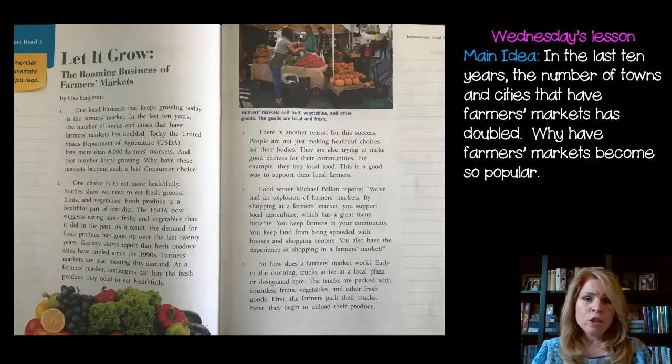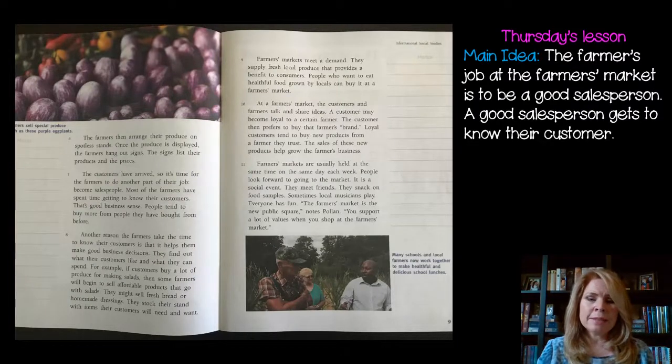And on these 2 pages, you need to find at least 3 key details that support the main idea of why are farmers markets becoming such a big hit? Why are these so popular? For Thursday's lesson, you're going to read the rest of the story.